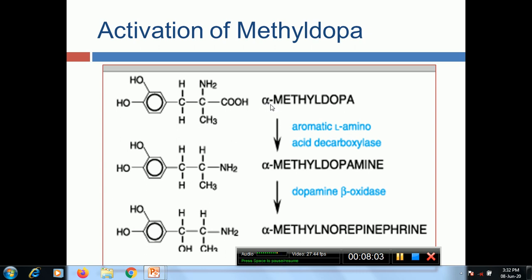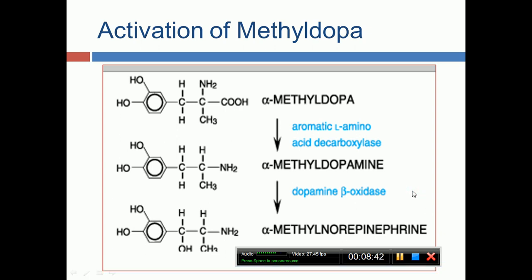There is an enzyme, aromatic L-amino acid decarboxylase, which converts this alpha methyldopa into methyldopamine, and methyldopamine is further metabolized by dopamine beta hydroxylase, which converts it to alpha methylnorepinephrine. So ultimately this is alpha methylnorepinephrine. Just remember this. This drug actually gives a false perception and acts as an antihypertensive. So how and what is the mechanism of action?